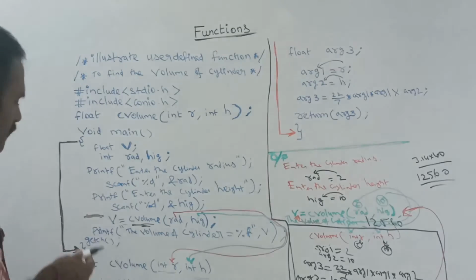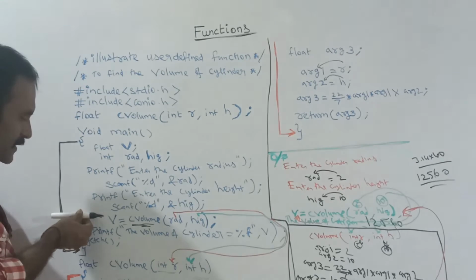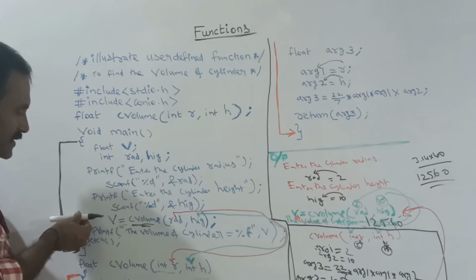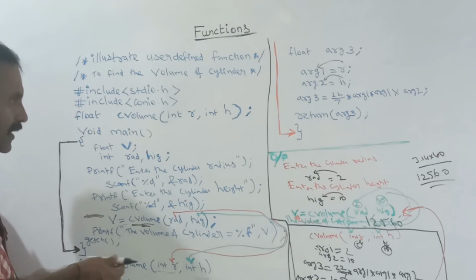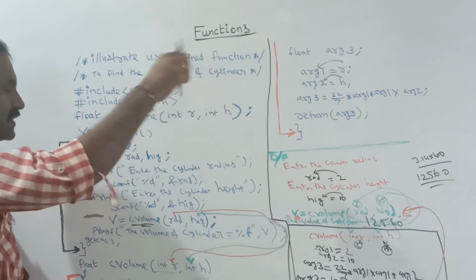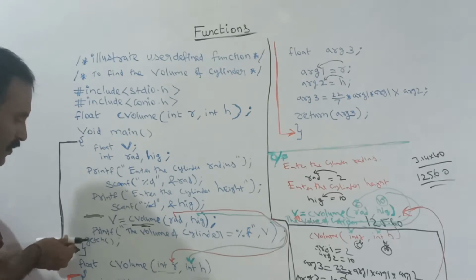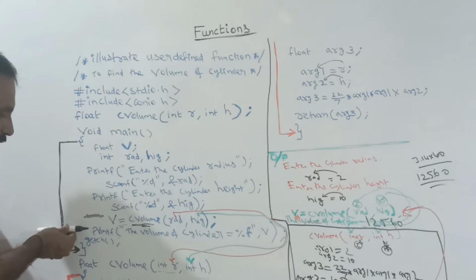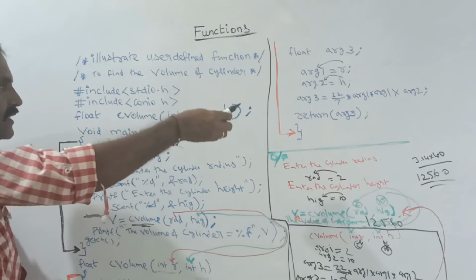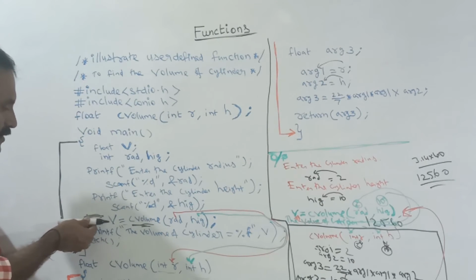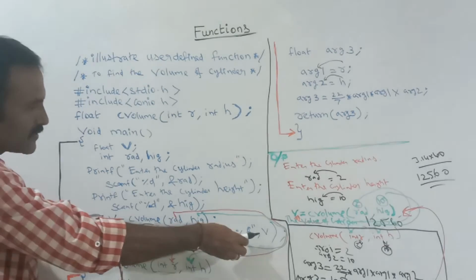executed. So once this instruction is in process, during the execution it jumps to that user defined function, completes it, and returns back. After that, these two statements will be executed, that is the printf statement and the getch statement. See, once we return the value, that value will be stored in v. After that I am telling it to print the volume of the cylinder is equal to v.